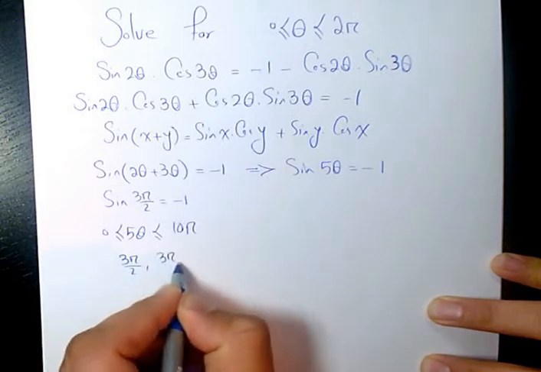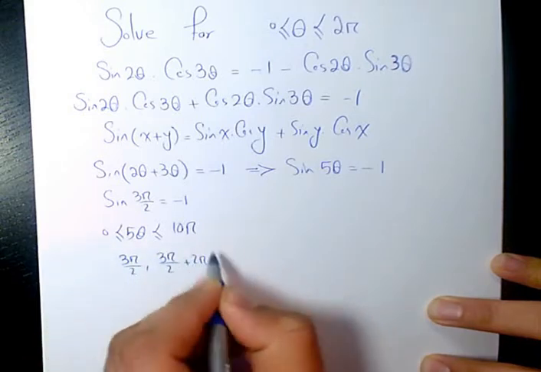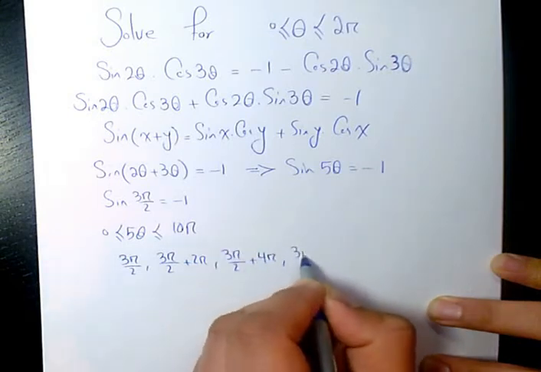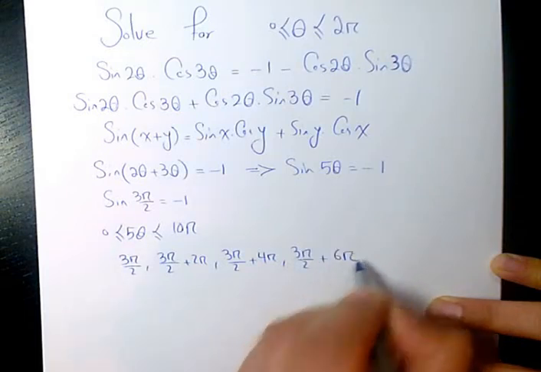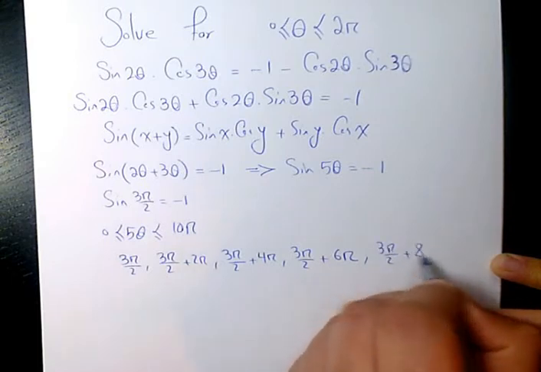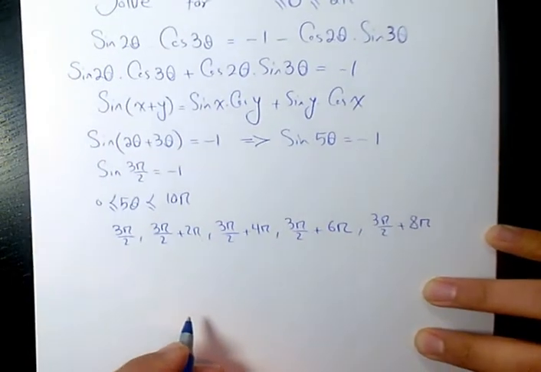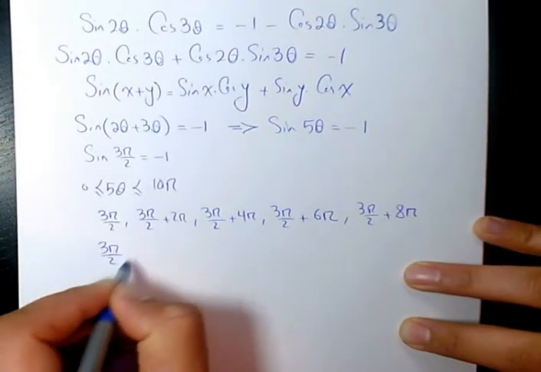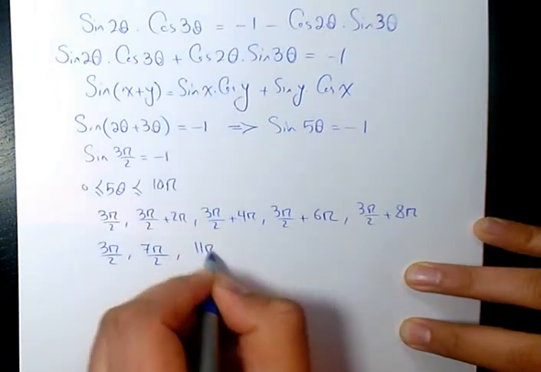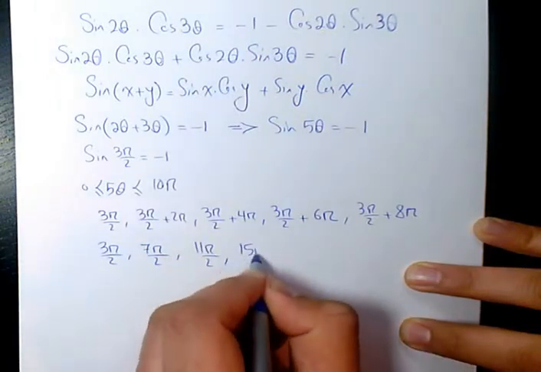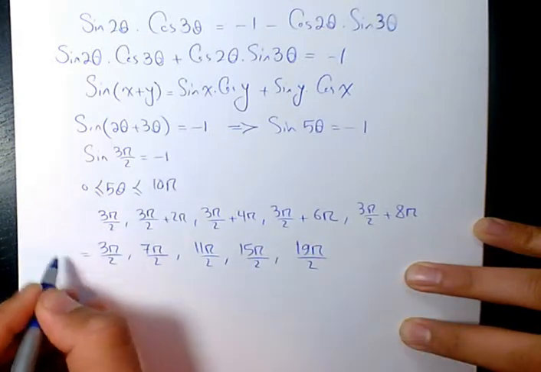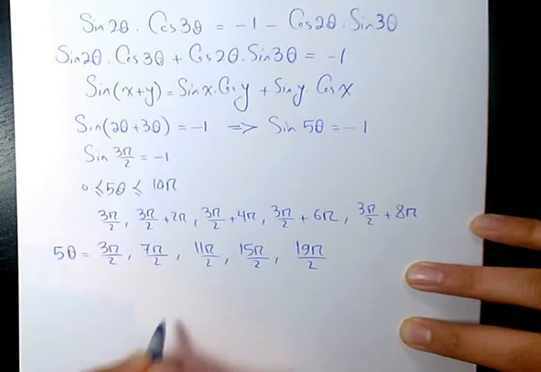For the second cycle, we have 3 pi over 2 plus 2 pi. For the third one, 3 pi over 2 plus 4 pi, 3 pi over 2 plus 6 pi, and finally 3 pi over 2 plus 8 pi. Then if you rearrange it, it's going to be 3 pi over 2, 7 pi over 2, 11 pi over 2, 15 pi over 2, 19 pi over 2. These are the values for 5 theta.